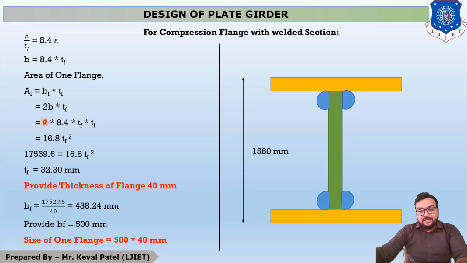Okay, on page number 19, there is a first figure for rolled section, in which it is clearly mentioned that you have to take the half value as B. So you can see that after putting the value of B equal to 8.4 into TF, your whole equation is in the form of TF. After calculating all the data, you can see that your answer of TF is 32.30 mm.